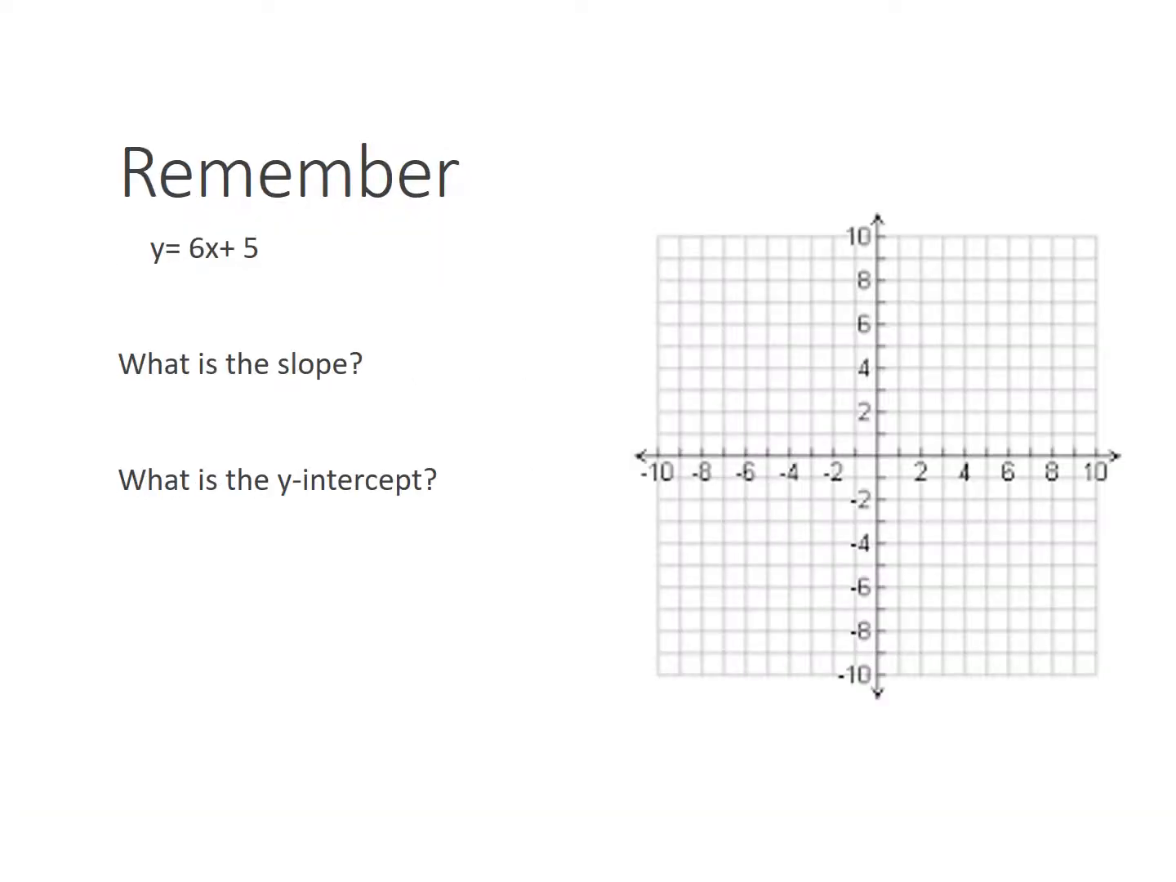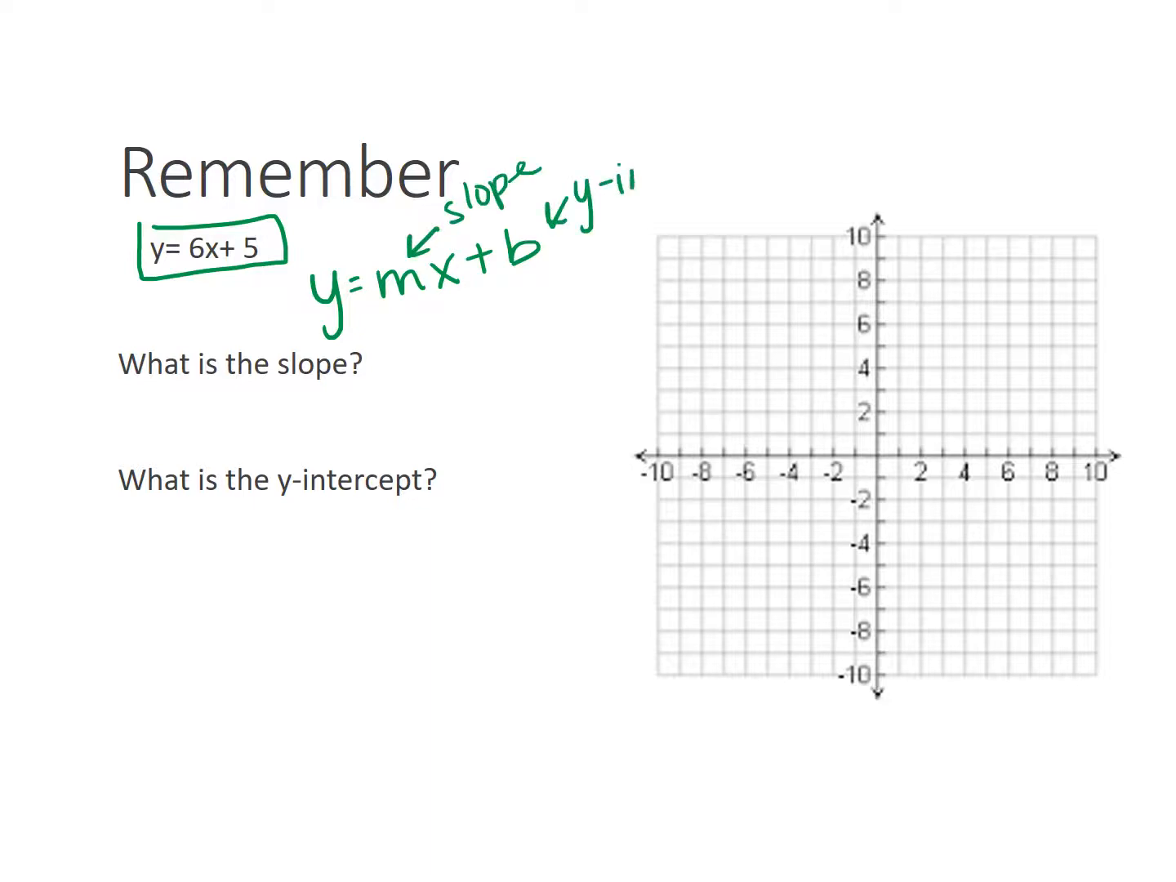So thinking back to our last lesson, this formula right here, y equals 6x plus 5. Remember, this is your slope-intercept form, y equals mx plus b. So the m is my slope, and the b is my y-intercept. So when it asks me what is the slope here, m equals 6 over 1, and my y-intercept then is at (0, 5), because remember that's going through the y-axis at 5.